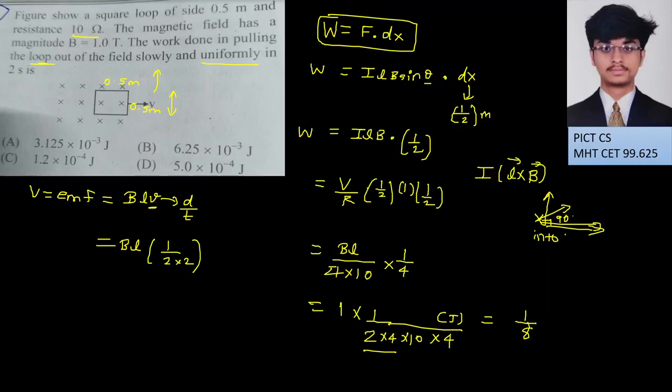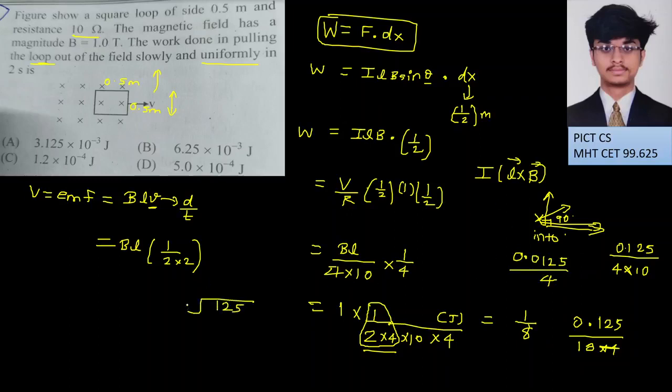1 upon 8 is 0.125, right? And we have in the denominator 10 into 4. Sorry, we have 0.125 upon 4 into 10, taking 1 upon 8 as 0.125. We don't have an issue about this 10. We can write it as 0.0125 upon 4. Now see, we don't need to calculate this fully, we just check the options. So what we have to do is 125 by 4 basically.